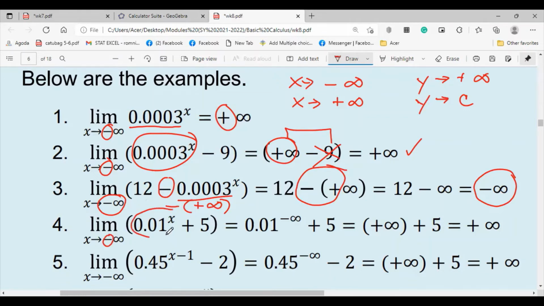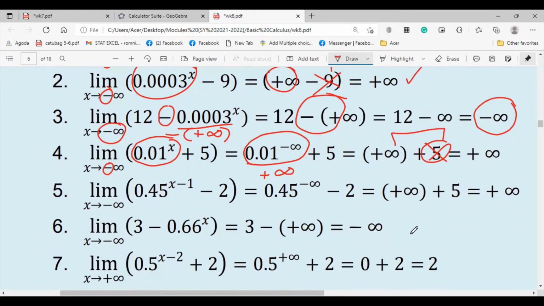In number 4, we have here negative infinity. So ito ay positive lang, that is less than 1 to, no? And then you have here, this is positive infinity. So i-plus mo sa 5, hindi wala lang itong 5. Answer is positive infinity. Number 5. Negative infinity. This becomes positive infinity. Kaya ito ay positive infinity.